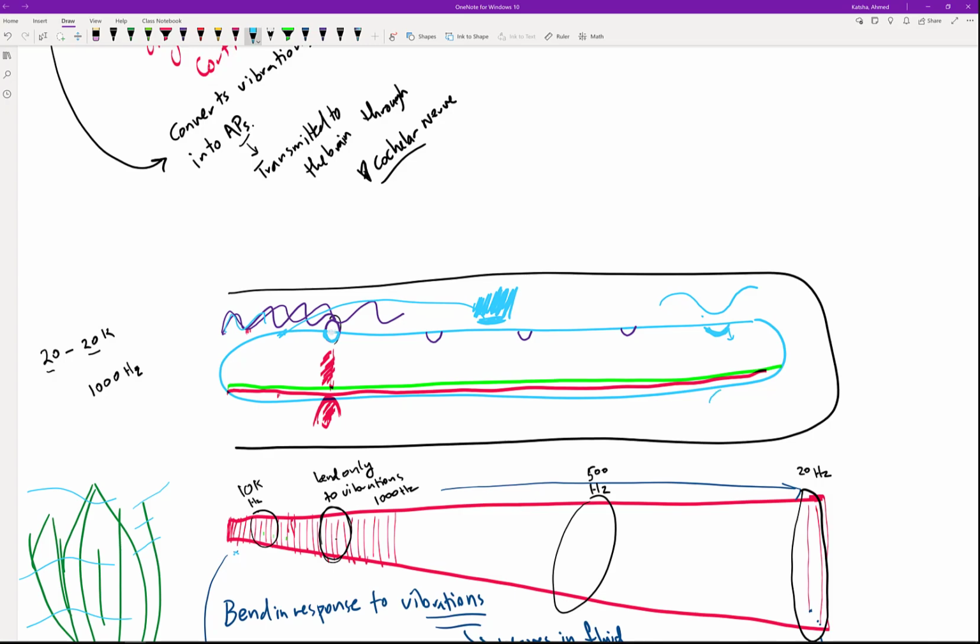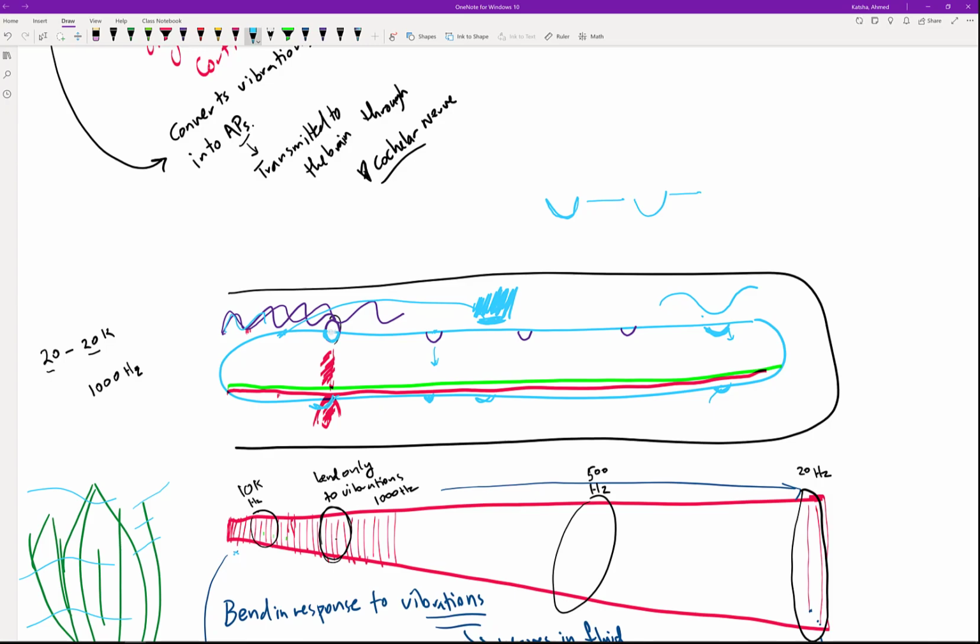So now we have a bend in the basilar membrane. Every time we have a bend in the vestibular membrane, we are disturbing the fluid inside, and we will cause the basilar membrane also to bend. Now, when the basilar membrane bends, it has to come back. It's bouncy, so it will bend and it will bounce back.